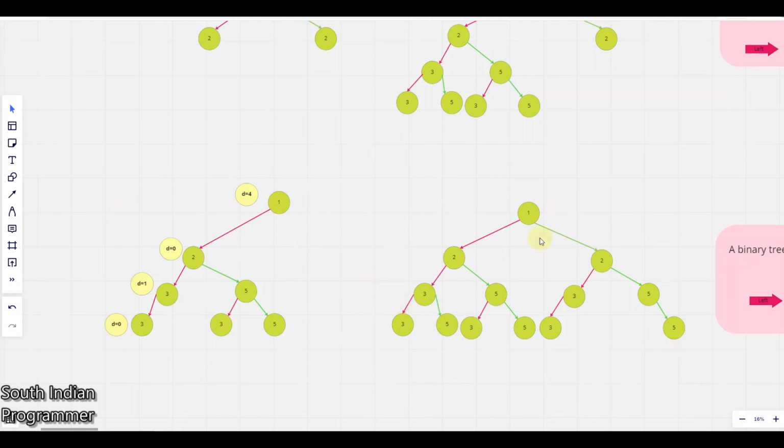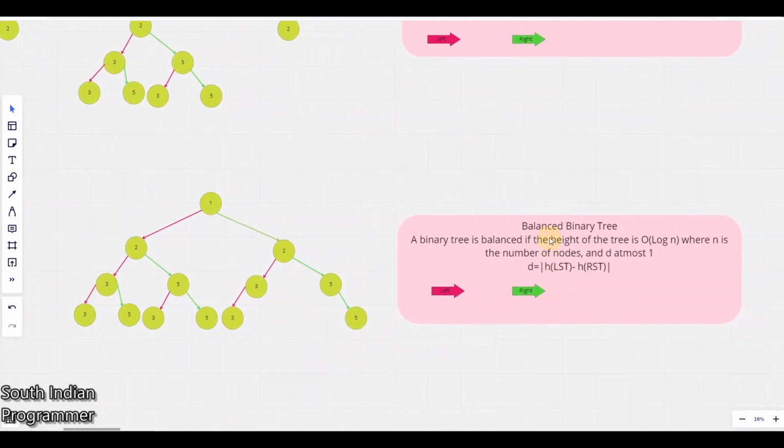This is a balanced binary tree. In this also some of the nodes are missing, but if you calculate the difference between these nodes, here d will be equal to 1, but when you go to node 2, d will be equal to 0 because it has left and right subtrees of the same height. So this is called a balanced binary tree, and this is the formula to calculate that: the height of the left subtree minus the height of the right subtree, and the modulo of that value, for that node.